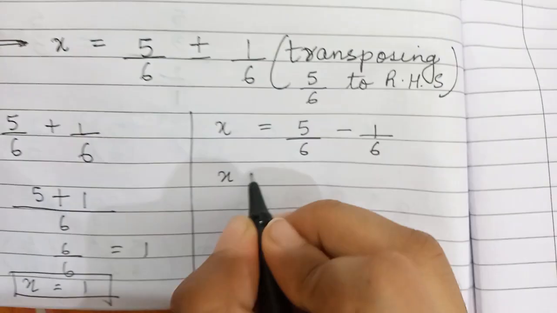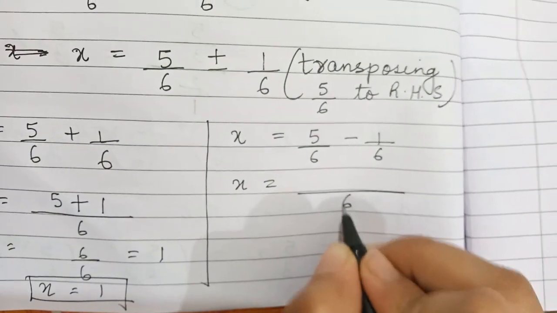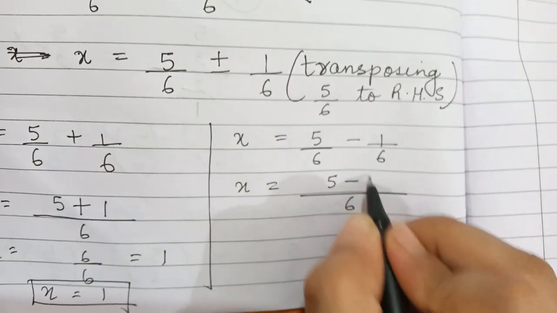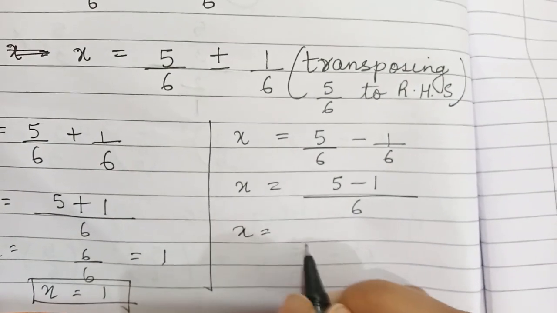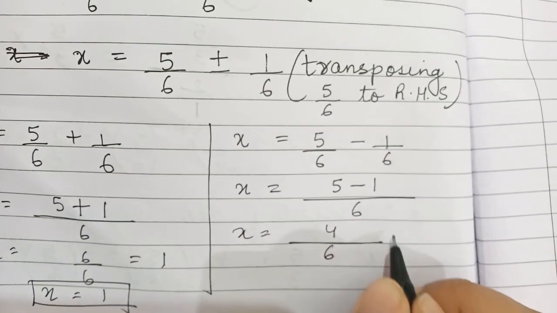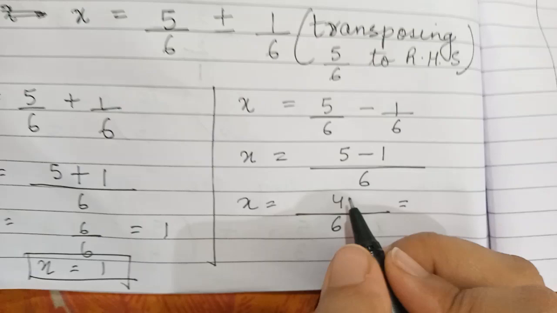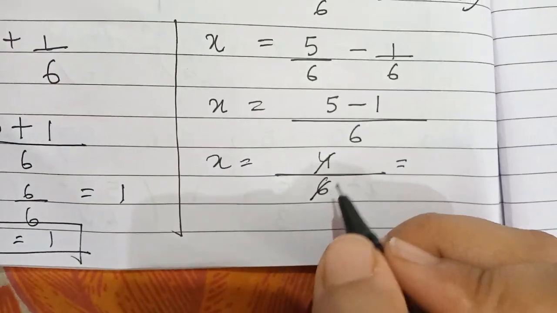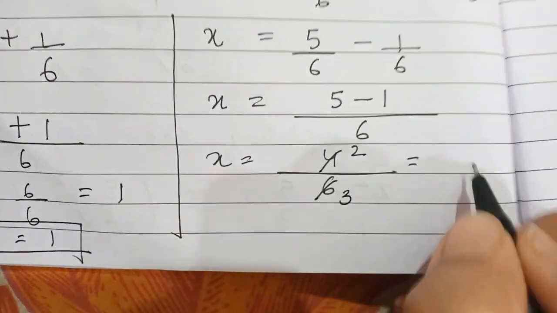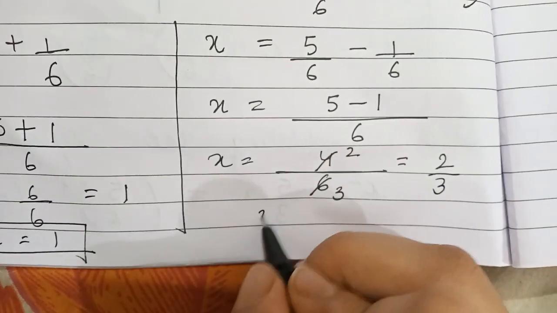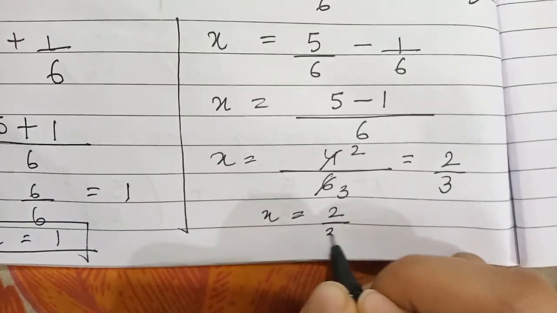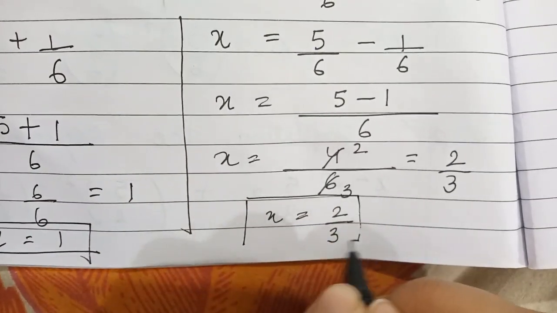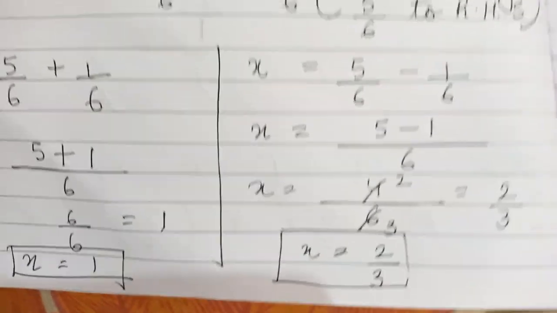Over here x equals, 6 will be common, this will be 5 minus 1. So x equals 4 upon 6. This can be further simplified: 2 2's are 4, 2 3's are 6. So our second root is 2 upon 3, x equals 2 upon 3. So this is how you solve the quadratic equation.